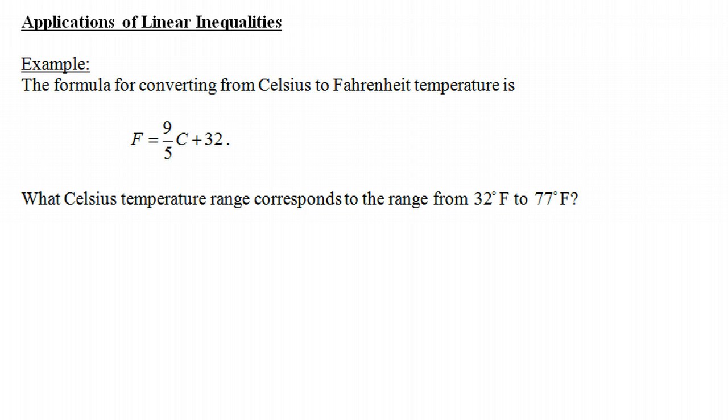Now the question is, what Celsius temperature range corresponds to the range from 32 degrees Fahrenheit to 77 degrees Fahrenheit? What we're going to do is set up a compound inequality that says 32 is less than or equal to 9/5 C plus 32, and that is less than or equal to 77. We want to solve this for C. So first of all, we subtract 32 to get rid of this 32, and what you do to one part you have to do to all three parts.